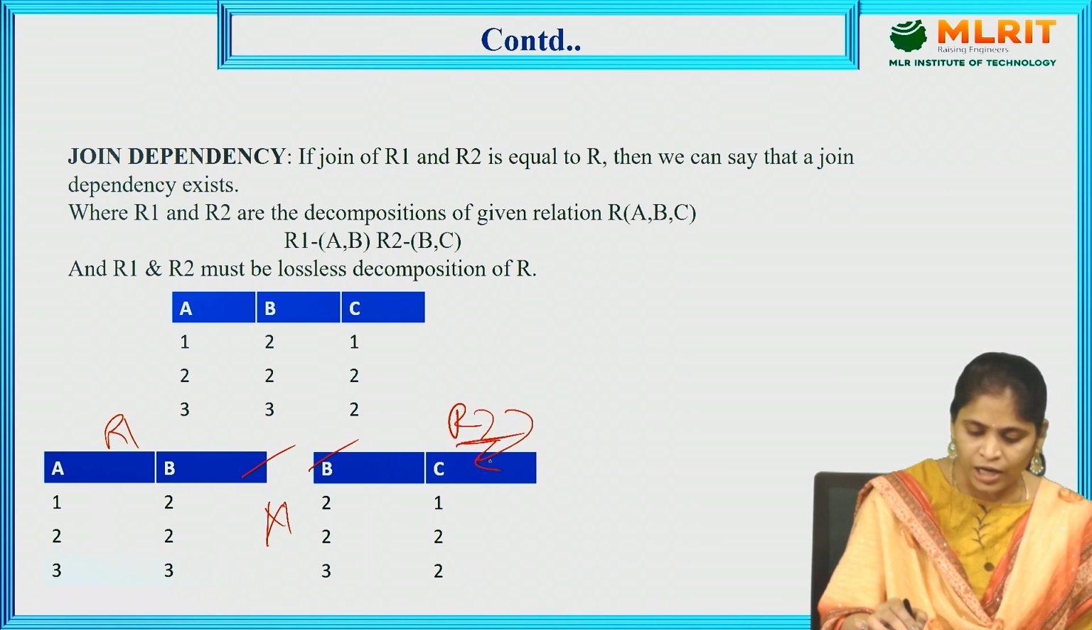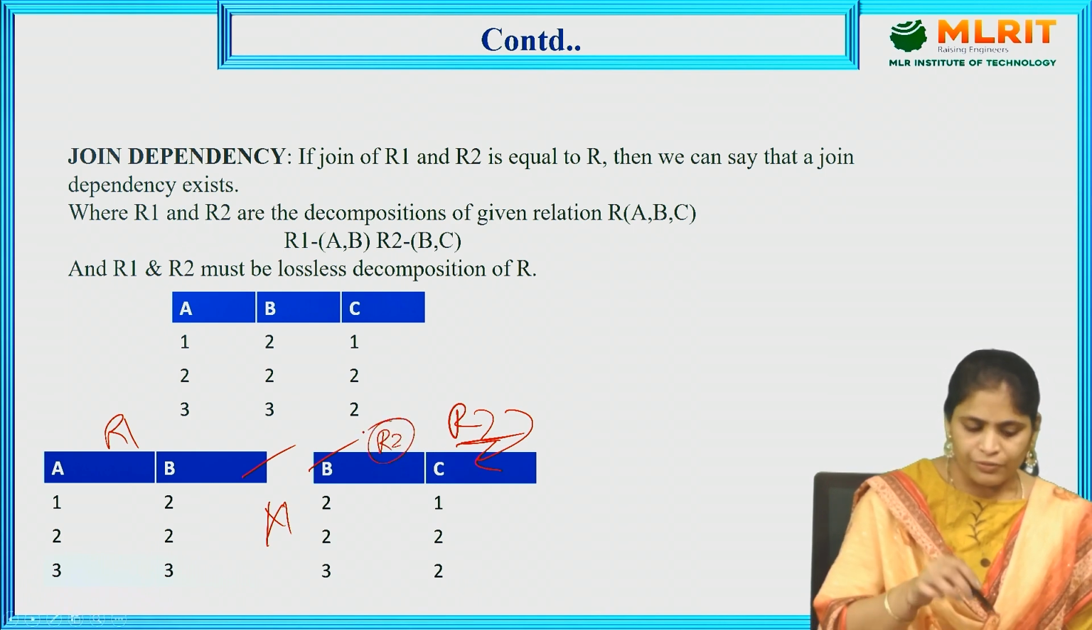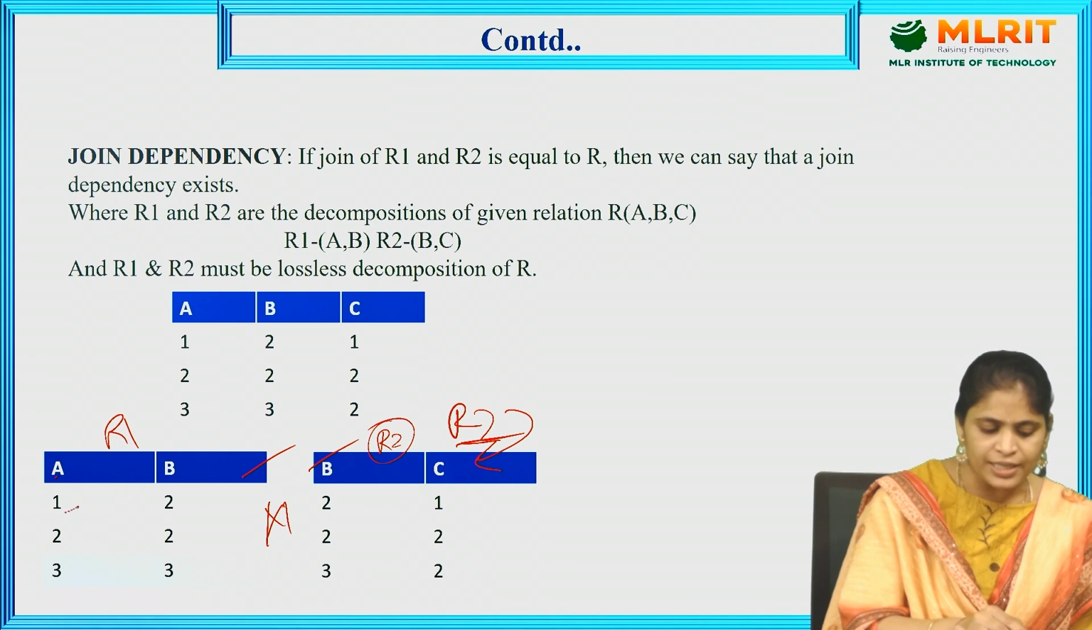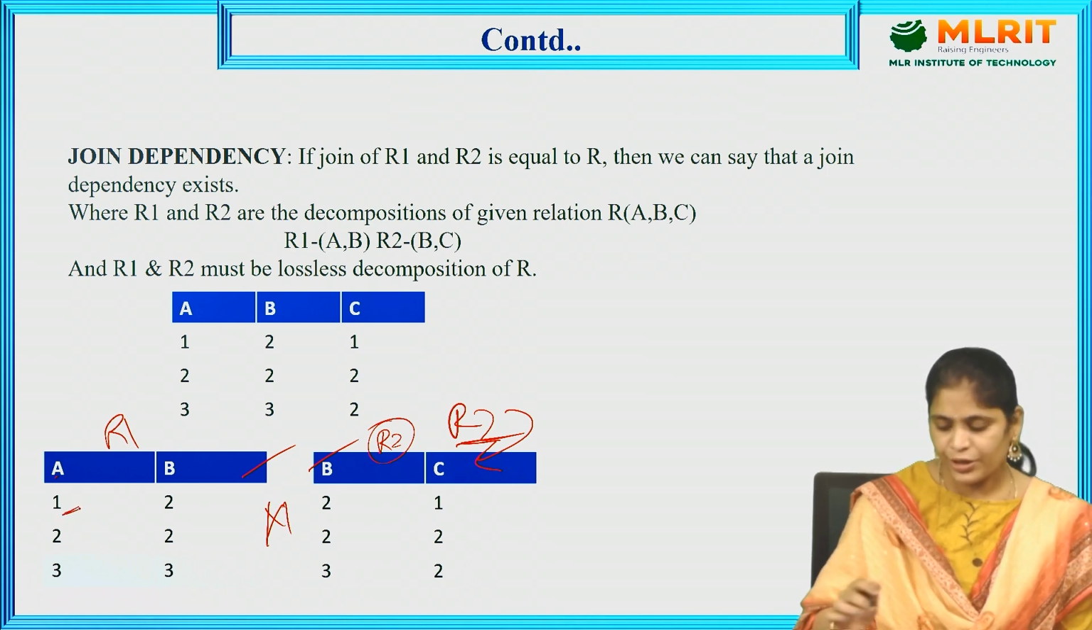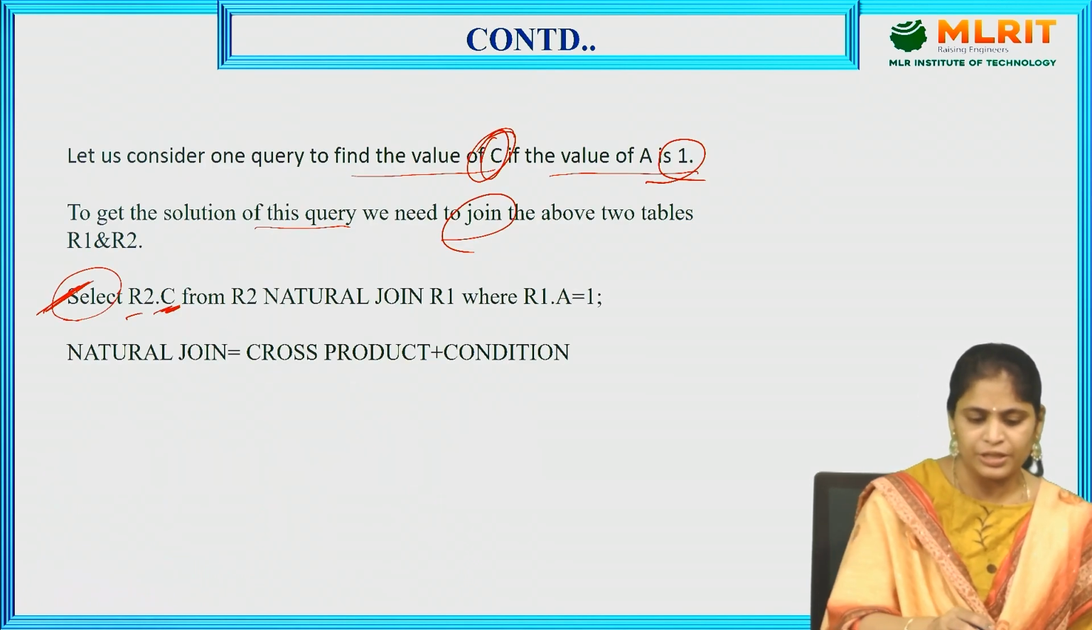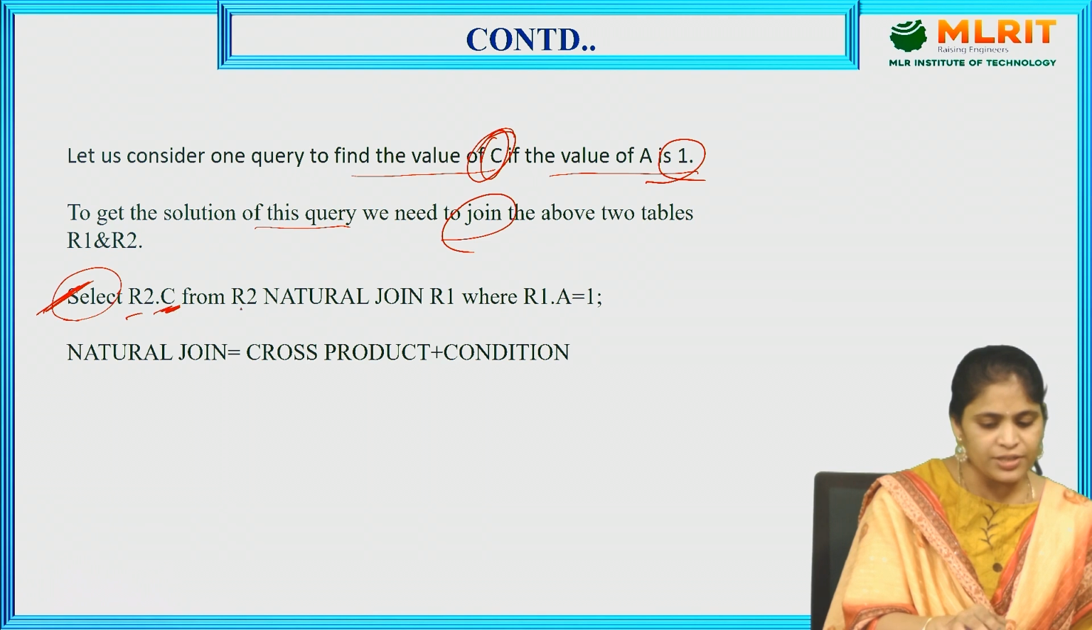I want R2.C. Select R2.C from which table? This is nothing but from R2, where R1.A is equal to 1. That is what my query representation. See, select R2.C from R2.